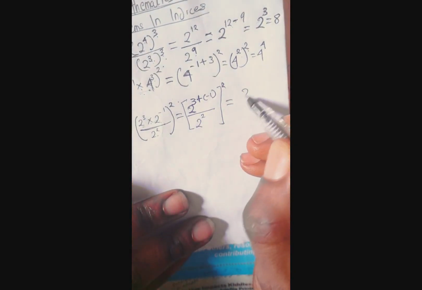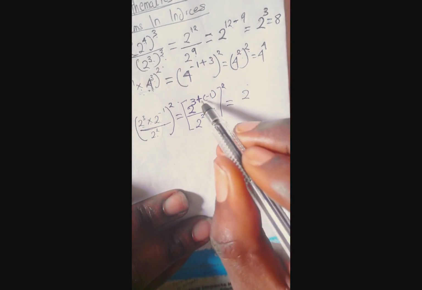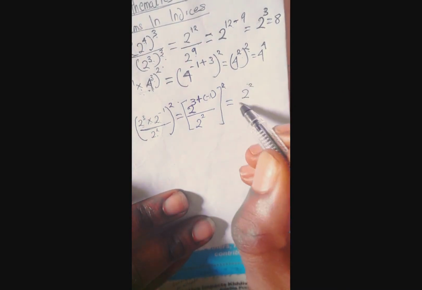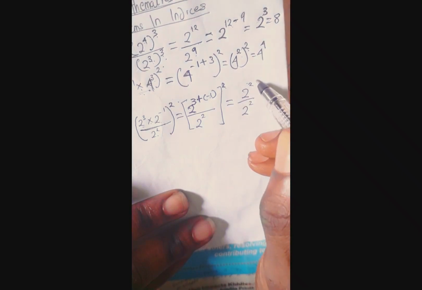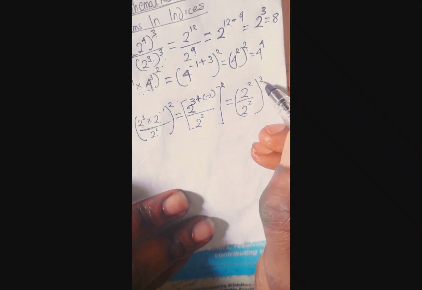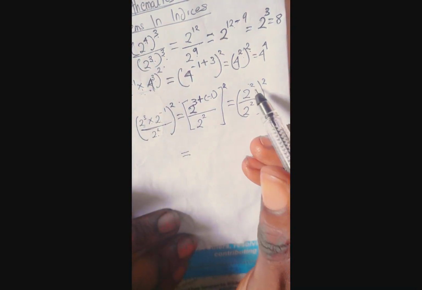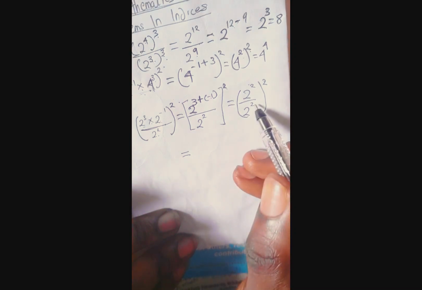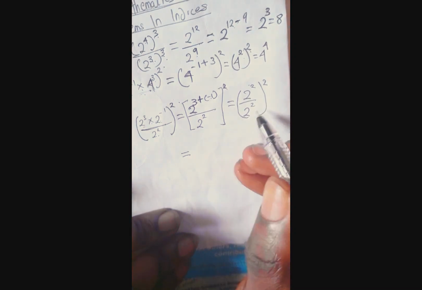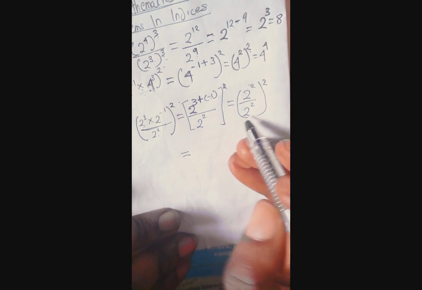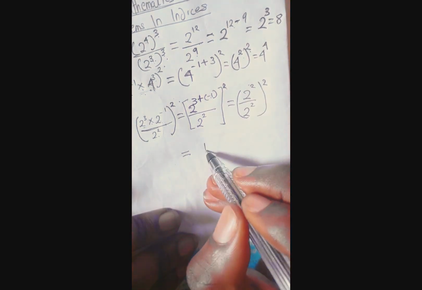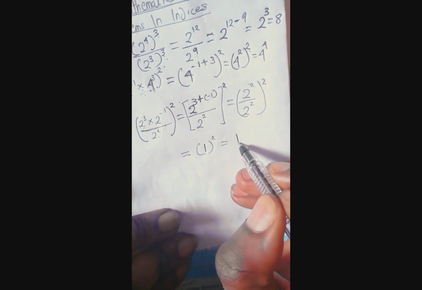Now we have, this is 2 raised to power 3 minus 1, that's 2. Then we have 2 raised to power 2, everything raised to power 2. So from here we can simplify further, or just apply our power of a power. So simplifying further, we are going to have something like 2 raised to power 2 divided by 2 raised to power 2. So that is going to be 1 raised to power 2, and that's going to be 1.